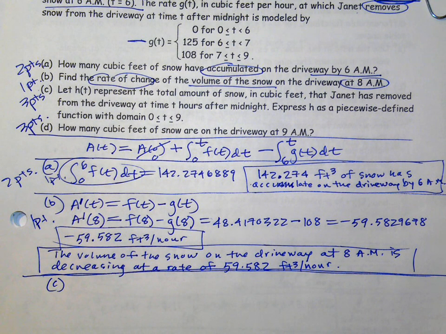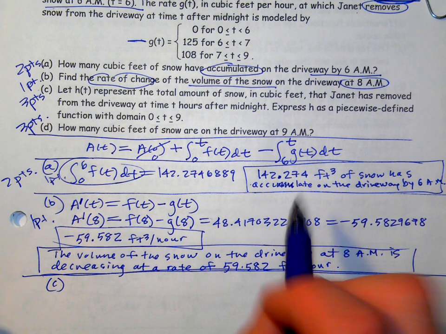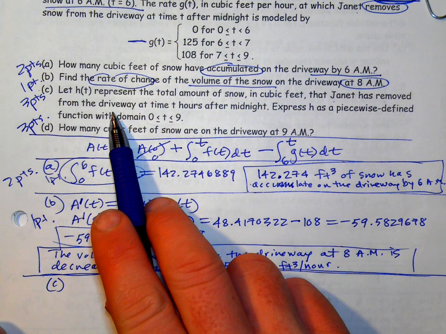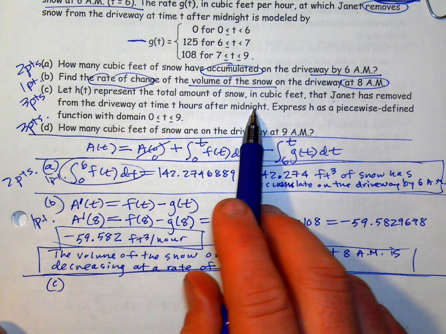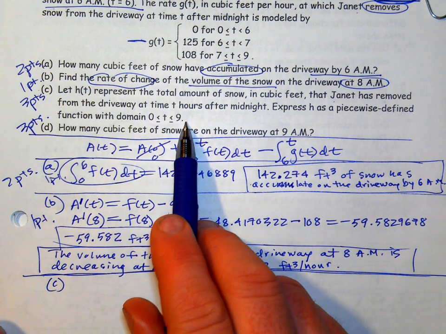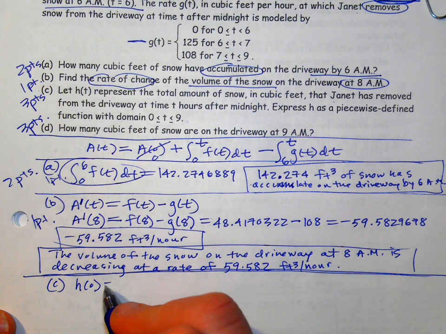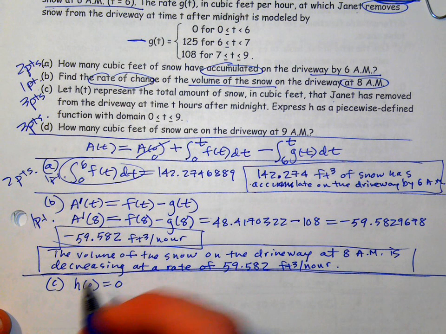Okay, part C. Let H(t) represent the total amount of snow in cubic feet that Janet has removed from the driveway. So I've been using A, but they're saying use H. Well, I'm going to go and use H. So H is just how much she's removed from the driveway at time t after 9. Express H as a piecewise defined function with domain 0 to 9. So this is just what she's removed. And so how much she's removed at time 0 is 0. That's our initial condition. So, and we could break this down.